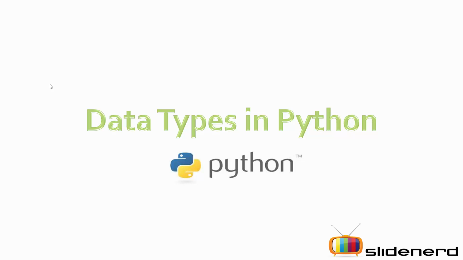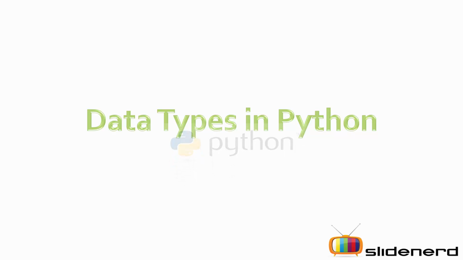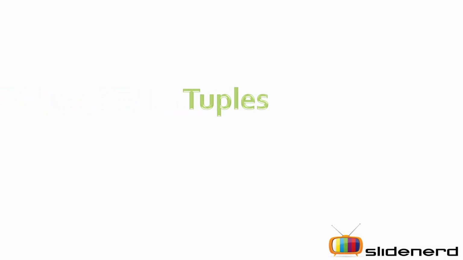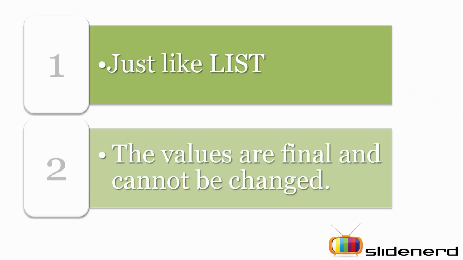Today we're going to talk about data types in Python. So let's get started. Last time we spoke about list. Today we're going to have a look at a new data type in Python, that is tuples. The only difference between a tuple and a list is, in a list you can change the values or add a value. In tuples you cannot do so. The values are final and cannot be changed. So let's have a look at them.